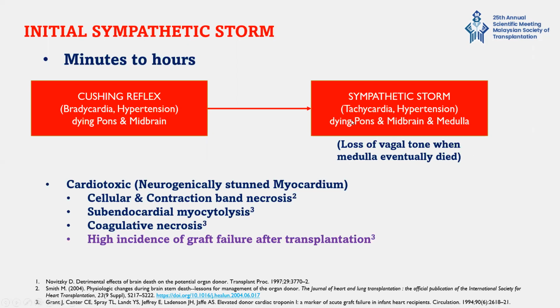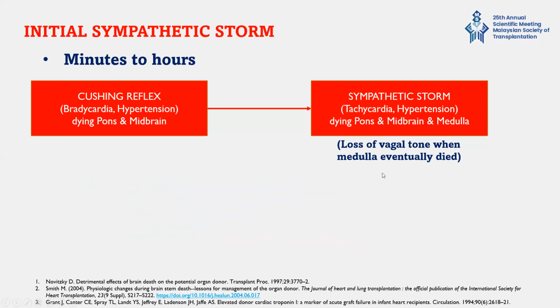Okay, so sympathetic storm occurs because once the pons and midbrain die, this is followed by the medulla dying. When the medulla dies after the pons and midbrain, loss of vagal tone will occur. Unopposed sympathetic stimulation will cause hypertension and tachycardia because of the loss of vagal tone. So what are the effects of sympathetic storm?